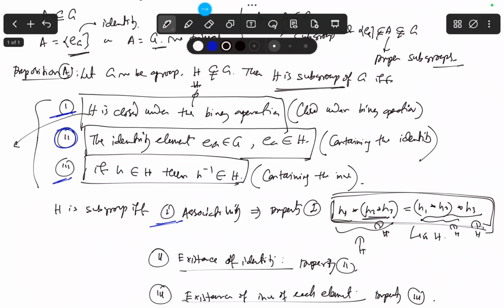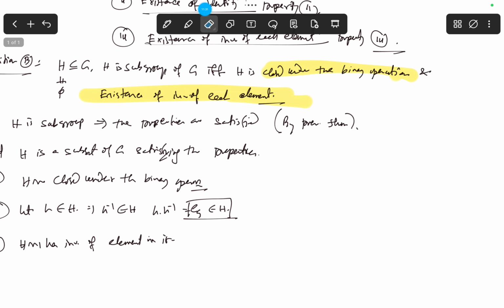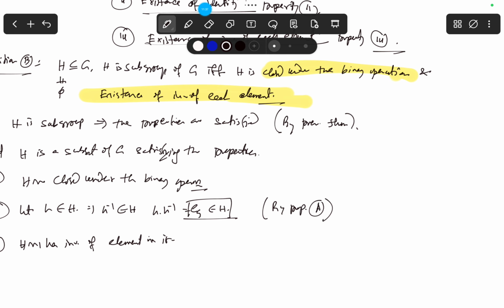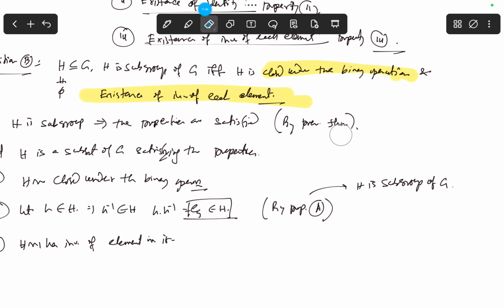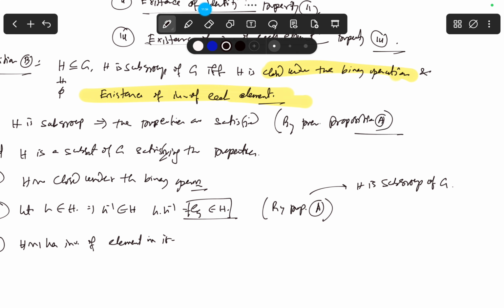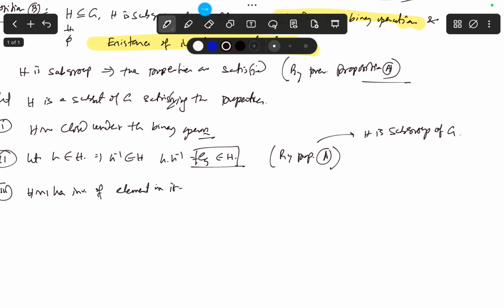So by the previous theorem again, or maybe proposition A, we have that H is a subgroup of G. Maybe it is not a theorem, just write it here, previous proposition, maybe proposition A. Okay.